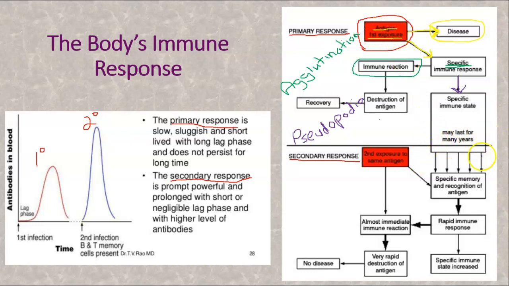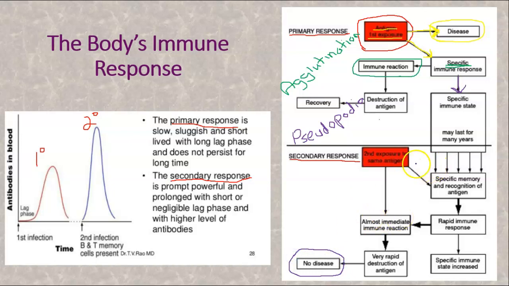So the next time there is an infection, or if there is a reinfection or a resurfacing of the antigen, then the response would be faster. The recognition of the antigen would be faster, and recovery would be faster, even to the extent that you may not even get the disease. You may not even get the disease.